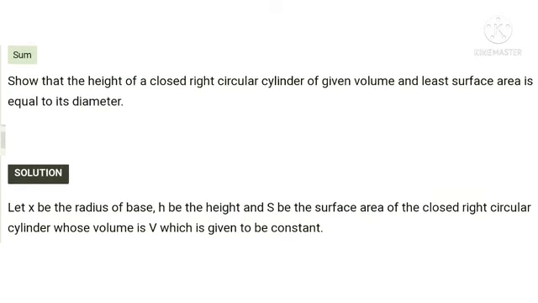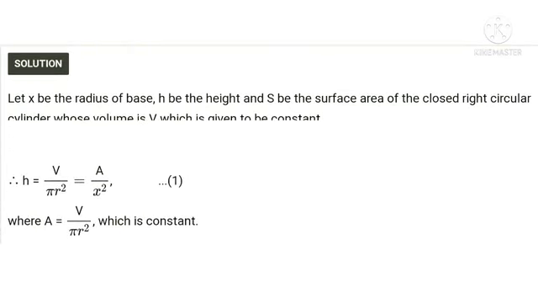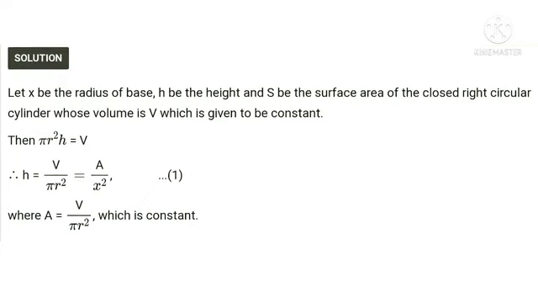So you suppose first, let x be the radius of base and h is the height and S is the surface area of closed right circular cylinder whose volume is V, which is given constant. We know that volume V is equal to pi r square h. What is the formula for volume? V is equal to pi r square h. So you find the value of h. h is equal to V upon pi r square.